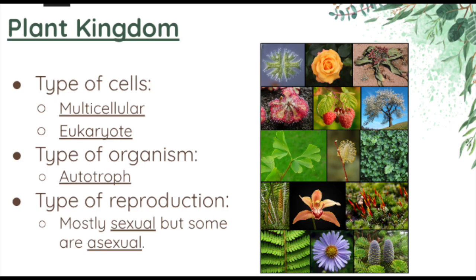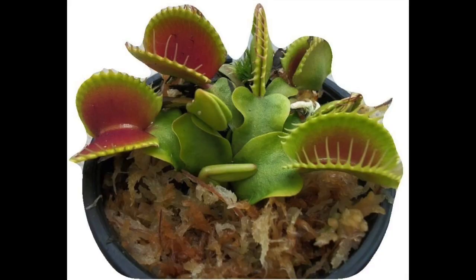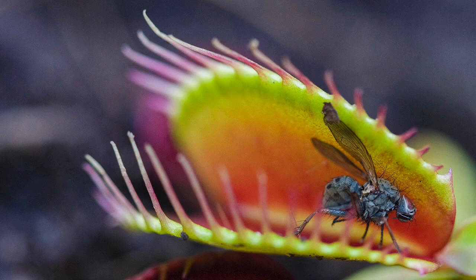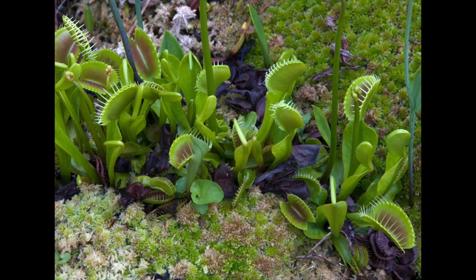Now, I always get kids that say, well, what about the Venus flytrap, the ones that technically eat insects, yet they're still considered plants? Well, here's the deal with those. The Venus flytrap, yes, it does trap insects, but it cannot survive on insects alone. It has to get energy from the sun still in order to survive.